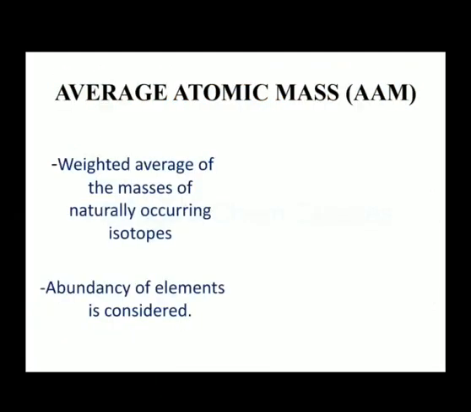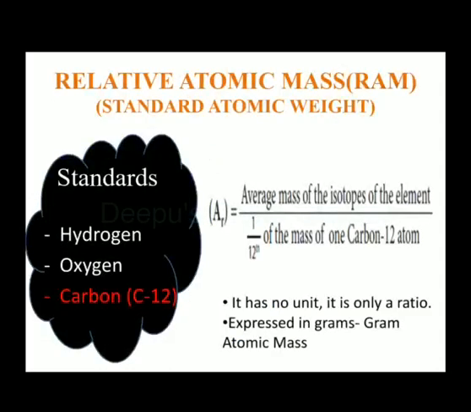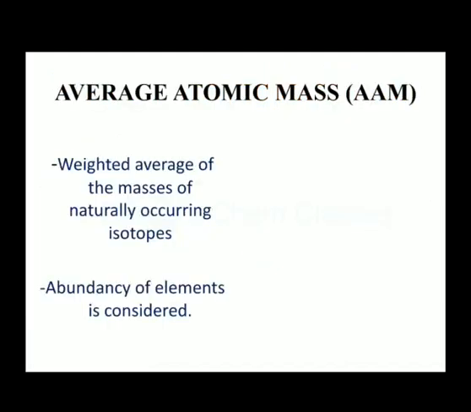Then let us see average atomic mass. Why should we know average atomic mass? Because in the last slide we saw relative atomic mass is the ratio of the average mass of the isotopes of the element to the unified atomic mass. So in order to know relative atomic mass, we need average atomic mass. It is shortly represented as AAM. It is the weighted average of the masses of naturally occurring isotopes.